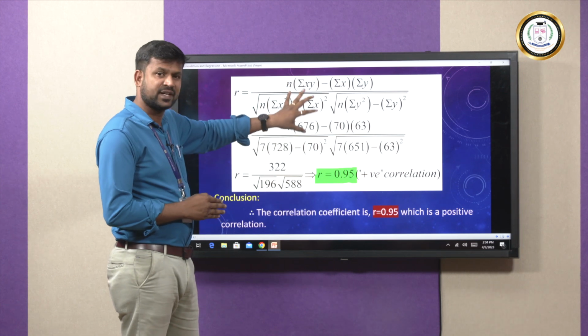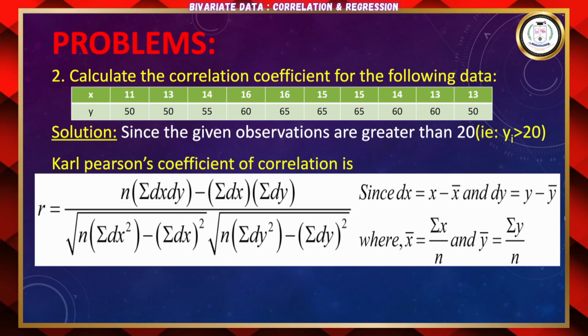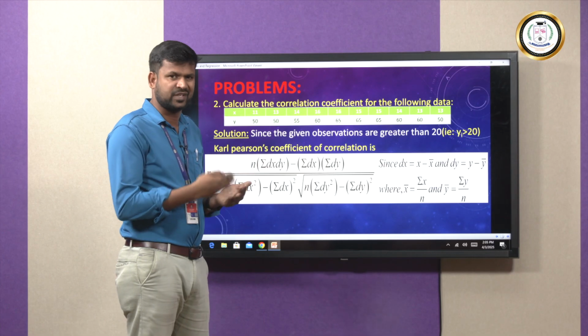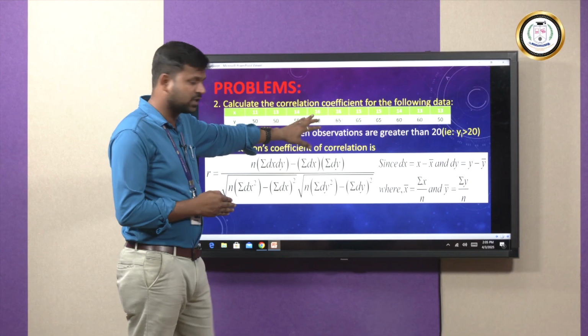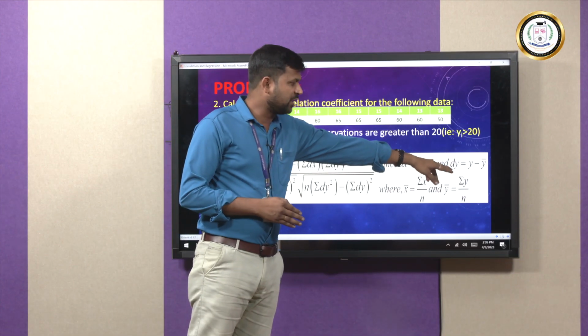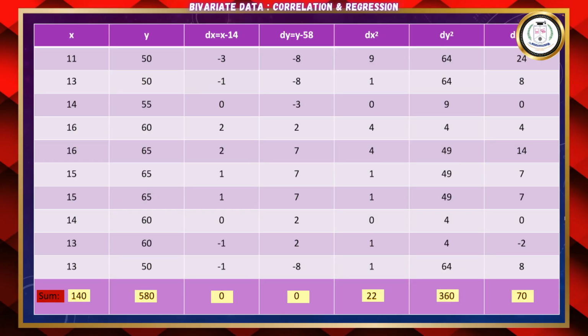Now this is an example for data more than 20. Here in x all the data are less than 20, but in y the data are more than 20, so it is eligible for both methods, with deviation and without deviation. I prefer to use the deviation method: dx is x minus x bar and dy is y minus y bar. Take x as it is and y as it is, take the total of x and y, then find the means of x and y.